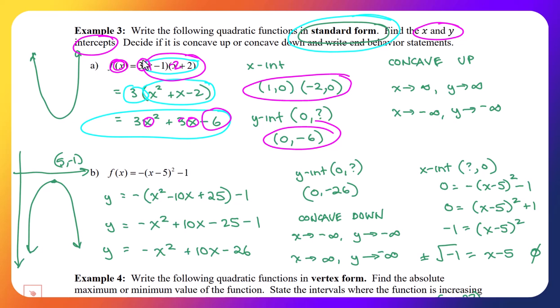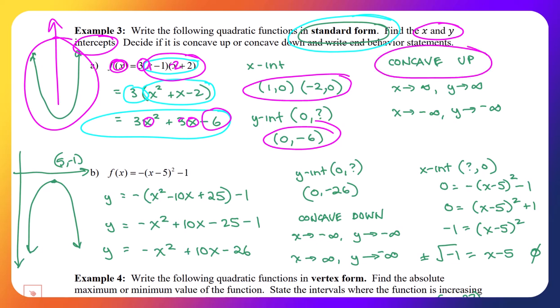Since the a value is positive, the parabola goes up, so the cave goes up. And the right end goes up, and the left end goes up. Oh, that's not right. The right end goes up.